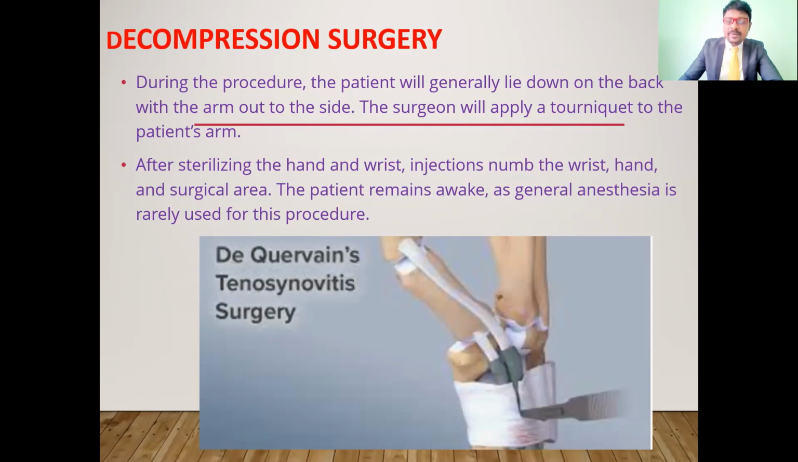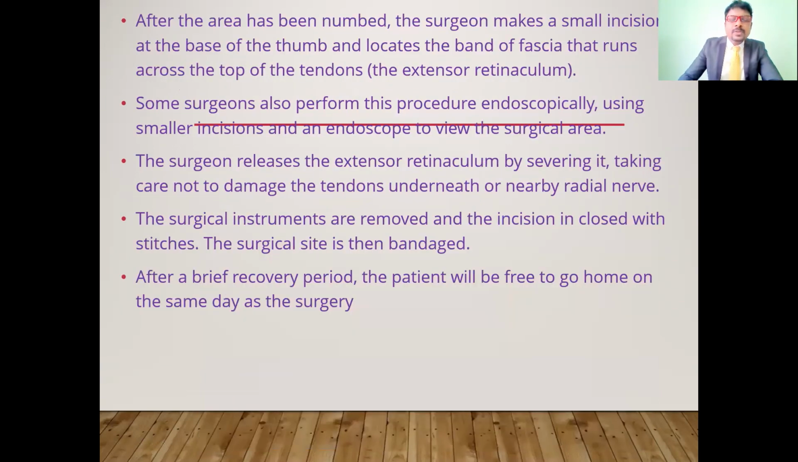For De Quervain's disease, after the area has been numbed, the surgeon makes a small horizontal incision at the base of the thumb, near the radial styloid process, and locates the band of fascia that runs across the top of the tendons.